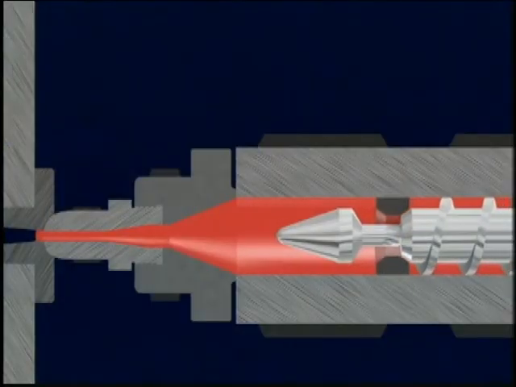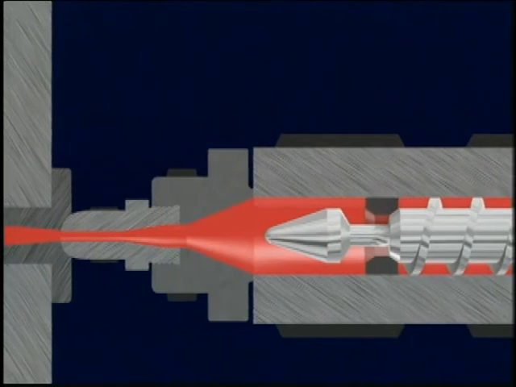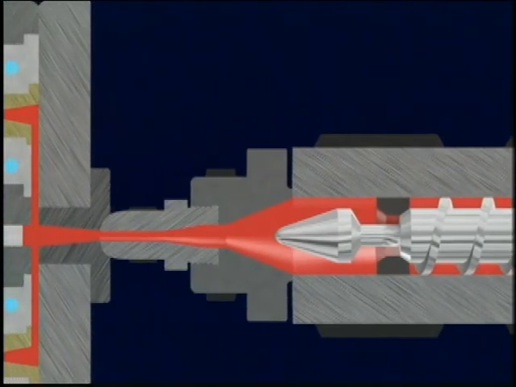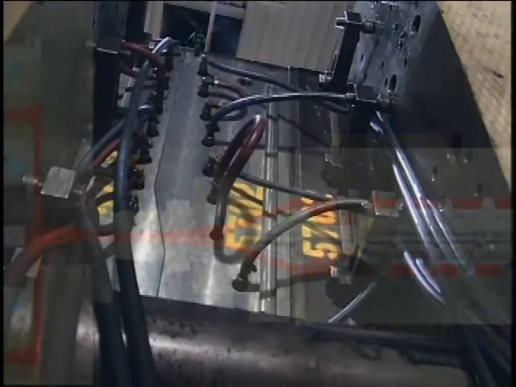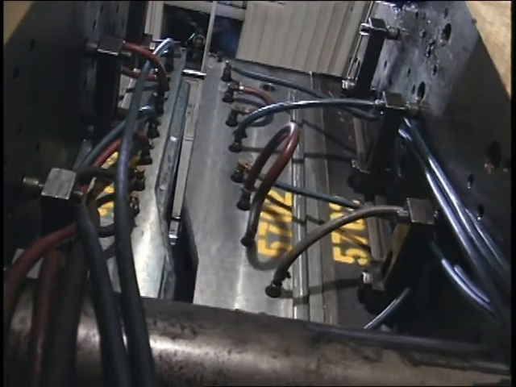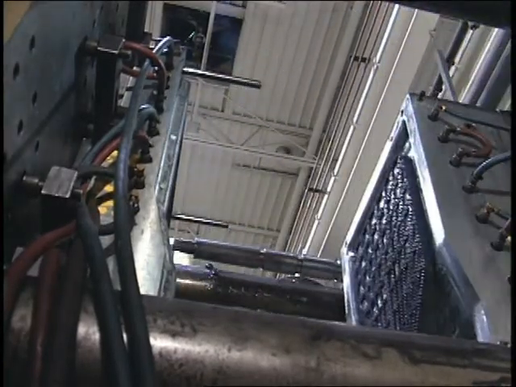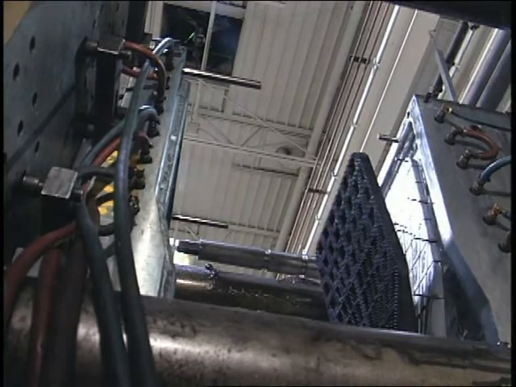In injection molding, molten plastic material is injected at high pressure into a mold containing the form of a part. Once this plastic cools and solidifies, the mold opens and the part is ejected.